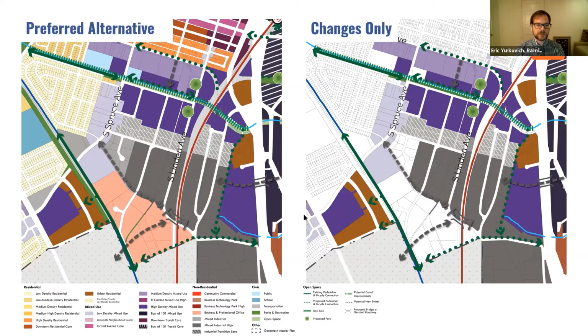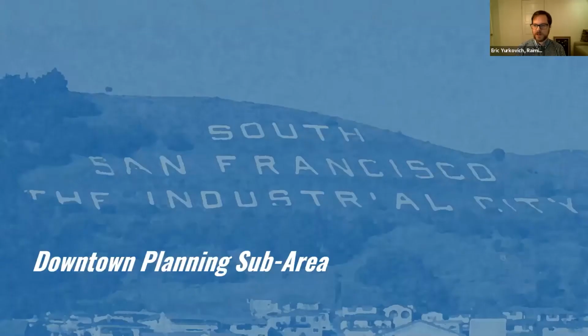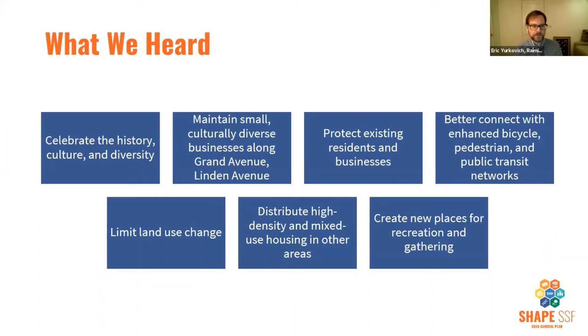Okay. All right, so I'm going to be mindful of time because I have two more areas to go through. We're going to talk about downtown and the El Camino corridor. Next. So for the downtown area, we held two community meetings back in the summer, one in English and one in Spanish. And this is a little bit of what we heard.